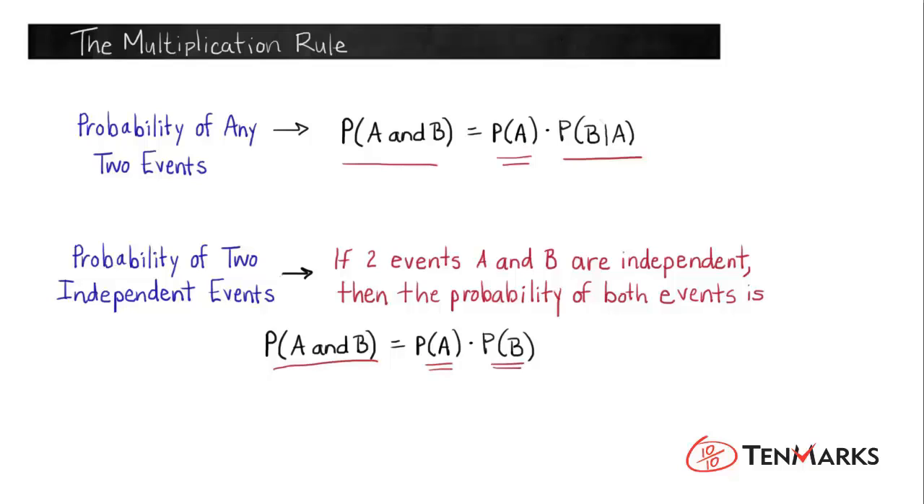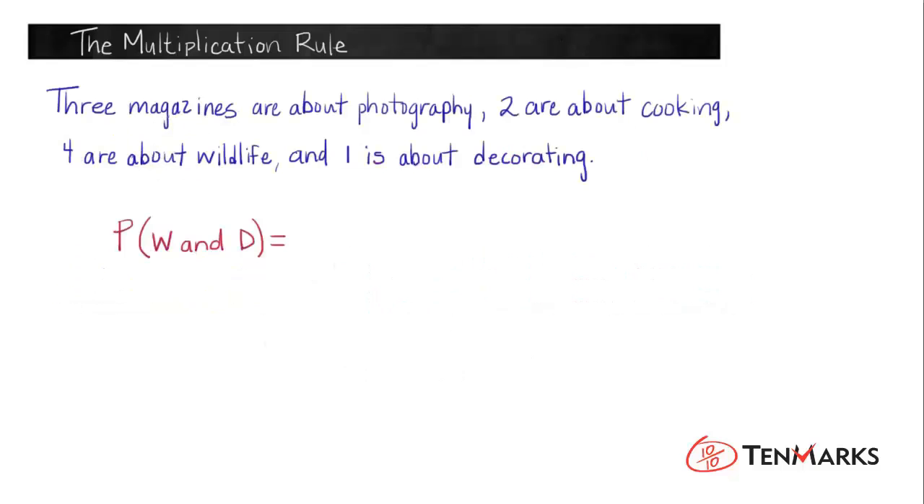Now let's see what this looks like when we're actually doing a problem. A patient is waiting in a waiting room at a doctor's office, and there are several magazines available to look through. 3 of the magazines are about photography, 2 are about cooking, 4 are about wildlife, and 1 is about decorating. What's the probability that if he randomly chooses 2 magazines, the first one will be about wildlife and the second one will be about decorating? The probability of getting a wildlife magazine first and then a decorating magazine is going to be the probability of getting the wildlife magazine times the probability of getting the decorating magazine, given that you've already gotten the wildlife magazine.